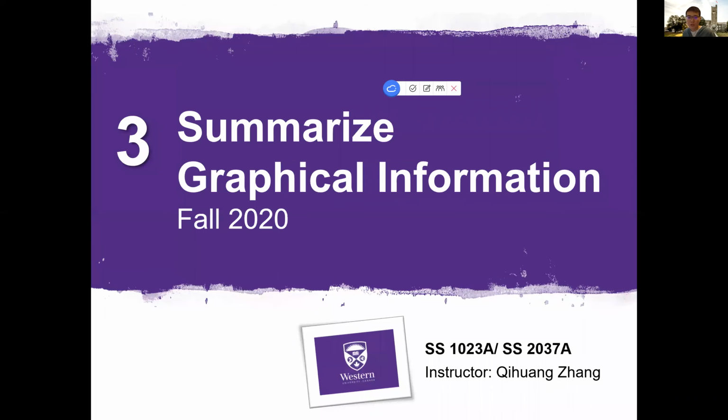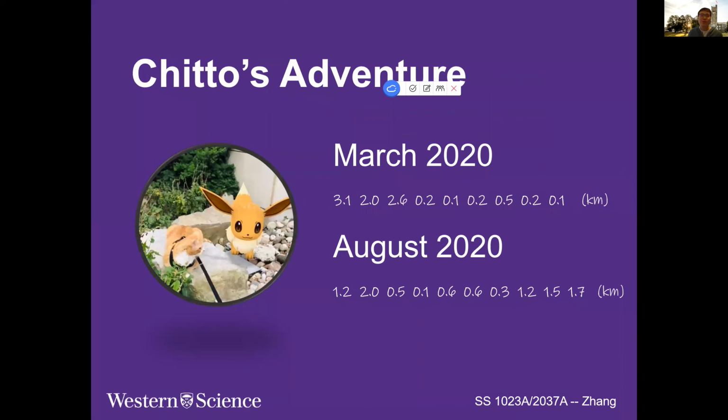So to just refresh your mind in case you don't remember what we talked about in the last lecture: the example we're looking at is the distance of the cat walking every day. What we are trying to do is to compare the distribution of this distance in each month. In the previous lecture, we learned how to do this comparison from different angles, like from the center point of view, or from the shape point of view, or from the spread point of view.